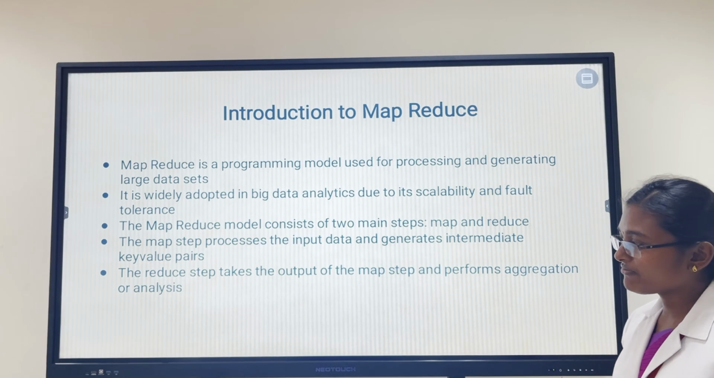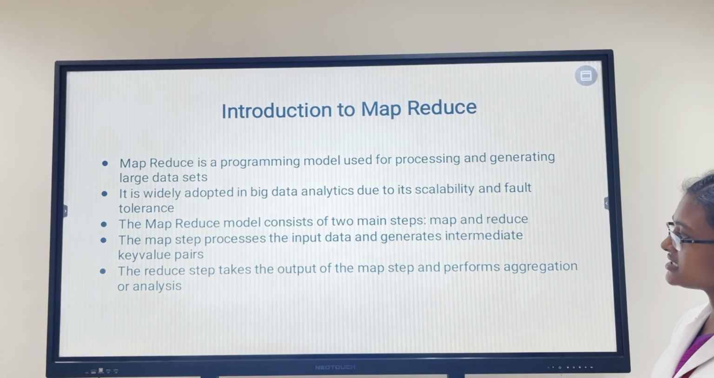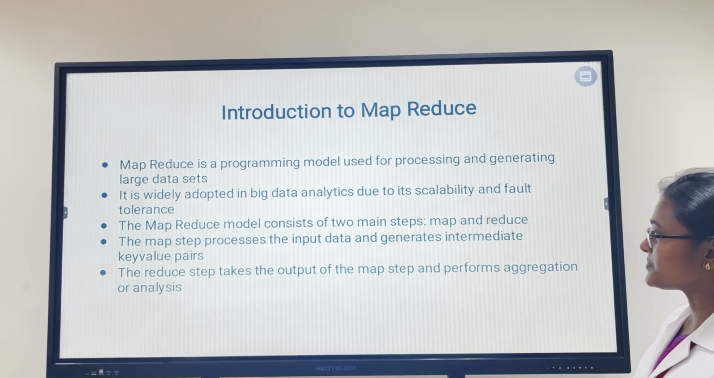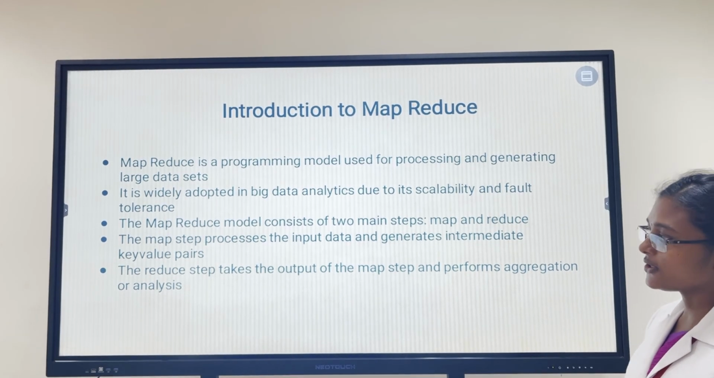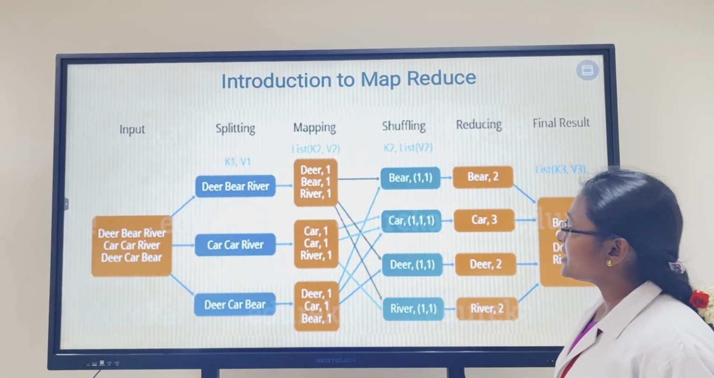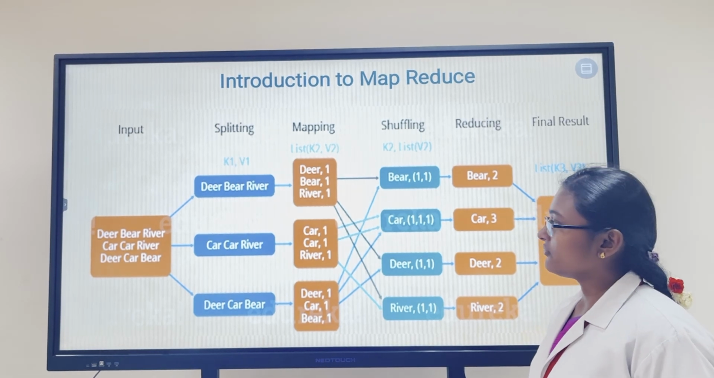So first step, the map function. The map step processes the input data and generates intermediate key value pairs. The reduce step takes the output of the map step and performs aggregations or analysis. So next is the introduction to the MapReduce process. It is an example of the word count process.